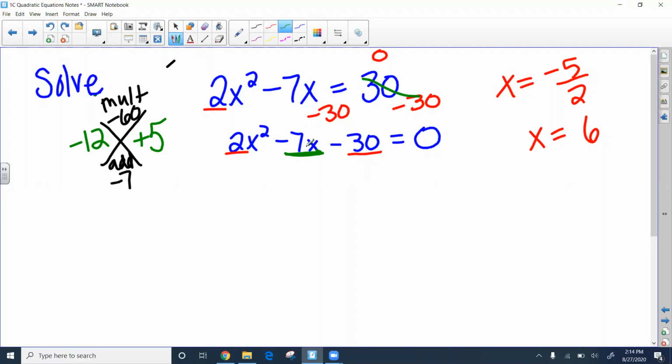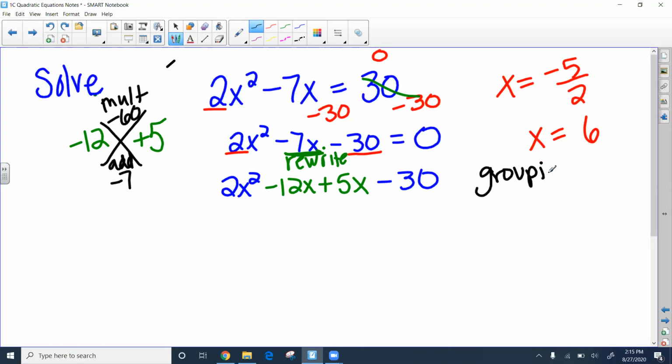So remember, we have to use those to rewrite this middle term. So I'm going to keep the 2x squared as my first term. I'm going to rewrite -7x as -12x plus 5x. And then I'm going to keep the -30. Then, because there's 4 terms, now I can factor this by grouping. So group the first 2 together and group the second 2 together and look for a GCF of each group. So the first group has a GCF of 2x. So I'm going to divide out the 2x and put it in the front. And then inside the parentheses, that would leave us with x minus 6.